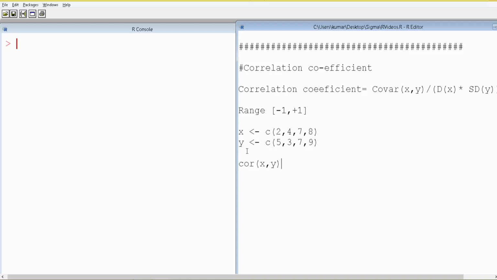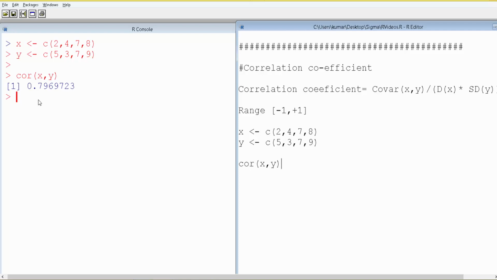So what we do first is we define two numerical variables x and y, and then we will use the built-in function cor. We'll provide x and y as the parameters to this function, and then we'll get the correlation of these two variables. So let's run this. As you see, the correlation between x and y is 0.79.